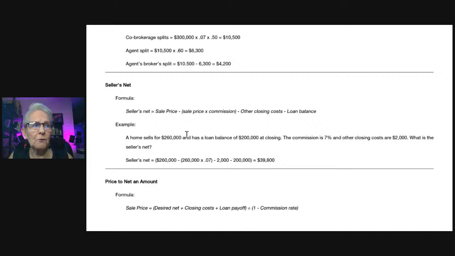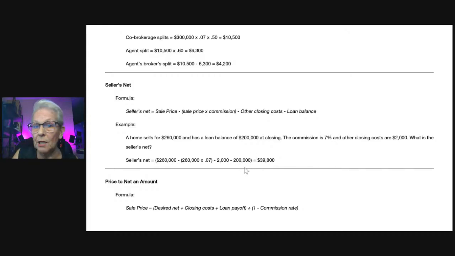So you start out with $260,000 and must subtract the commission. That's part of their cost. So $260,000 minus $260,000 times 0.07, the 7% commission, minus other closing costs of $2,000, minus the loan balance that they've got to pay off on their current mortgage of the home that they are selling. So everything is accounted for. Their net at closing will be $39,800.